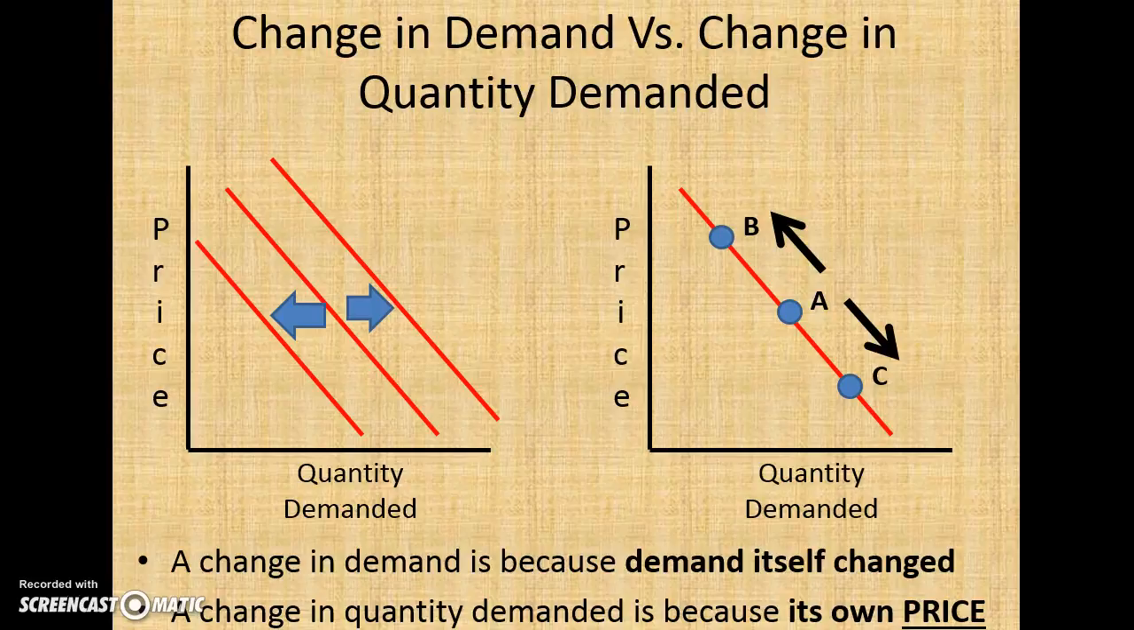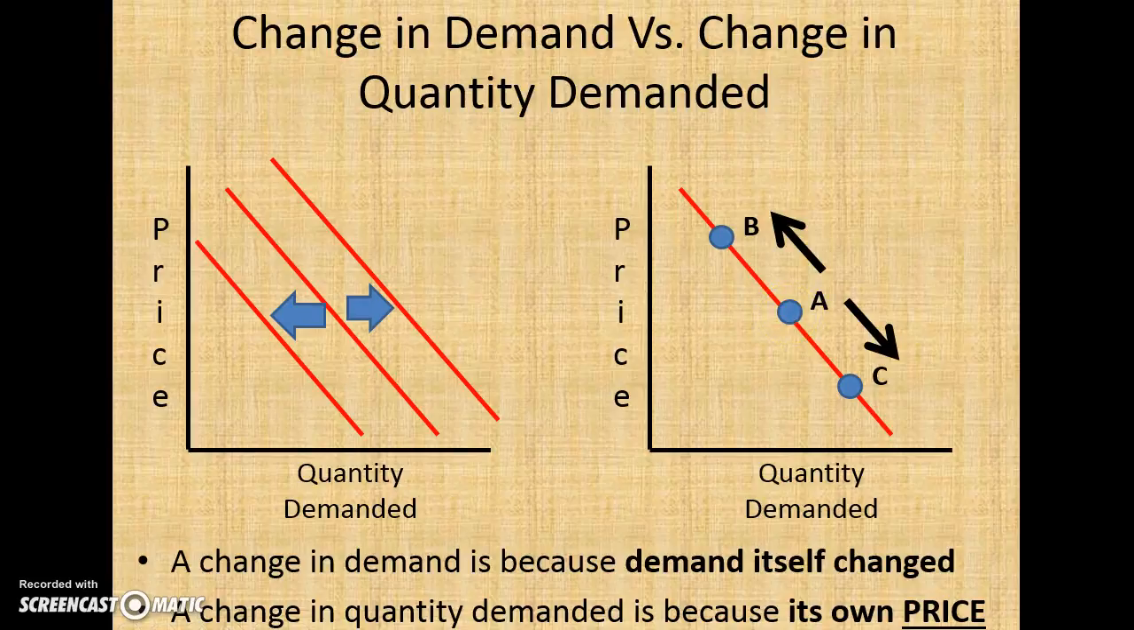Now, this is something you need to be aware of. There is a difference between a change in demand and a change in the quantity demanded. If there is a change in demand, then the demand curve, the entire curve, either shifts to the right or shifts to the left. Now, a change in quantity demanded is because of a change in its price. So, a change in demand shifts the curve either right or left.